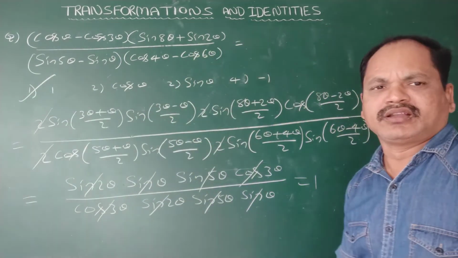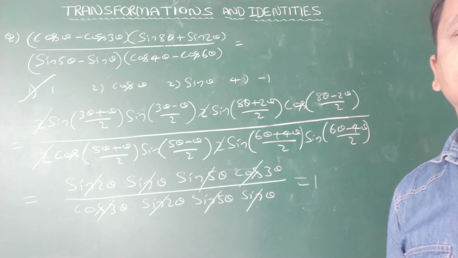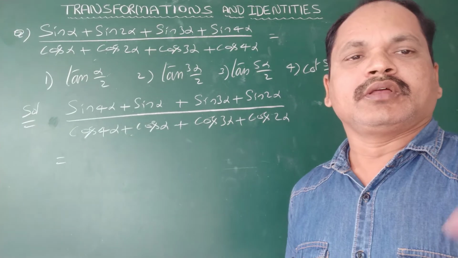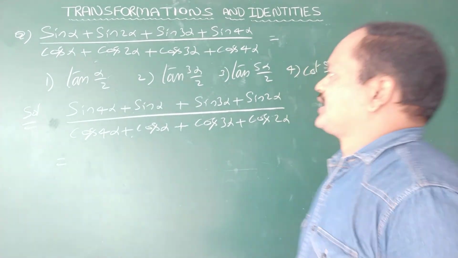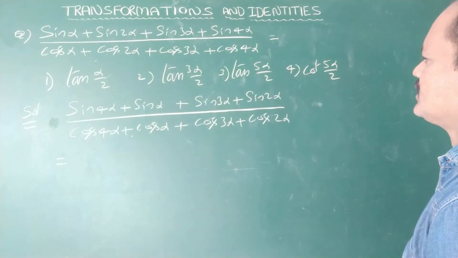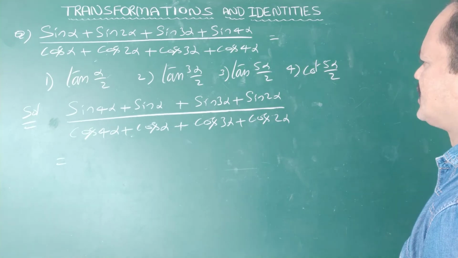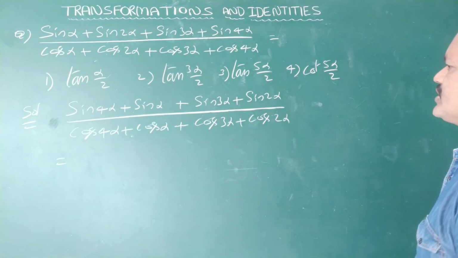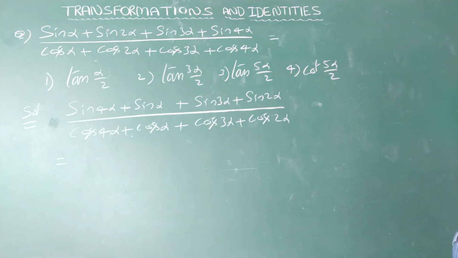That's all. Now we are going to another question that depends upon this concept. The question is: (sin alpha plus sin 2 alpha plus sin 3 alpha plus sin 4 alpha) by (cos alpha plus cos 2 alpha plus cos 3 alpha plus cos 4 alpha) is equal to: first option tan alpha by 2, second option tan 3 alpha by 2, third option tan 5 alpha by 2, and fourth option cot 5 alpha by 2.